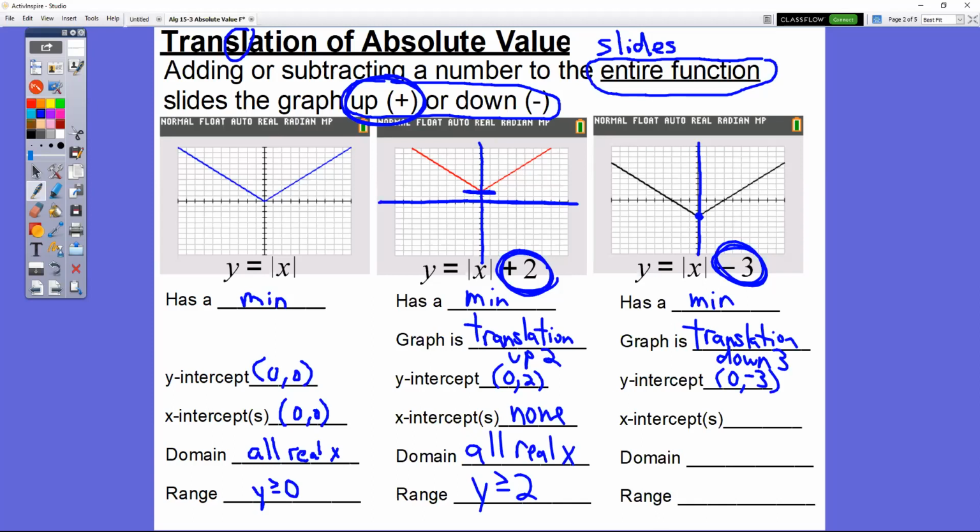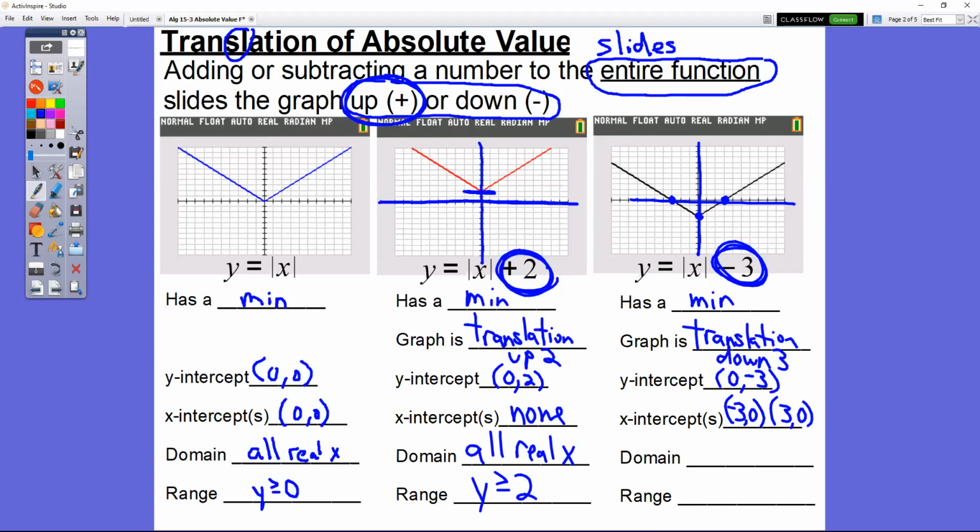Where does it cross the x-axis? Now, this is a little bit weird because it crosses it at 2 places. It crosses it right here, and it crosses right here. So it has 2 x-intercepts. They are (-3, 0) and (3, 0), because they cross it at 2 different places.